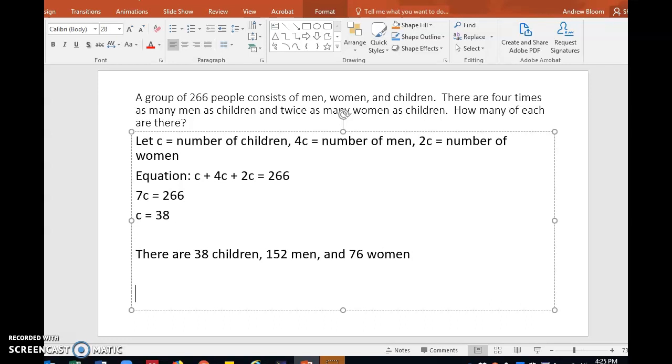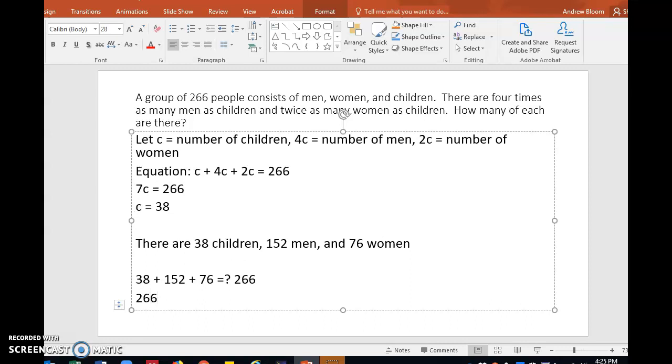And I can check that pretty quickly. I just need to see that 38 plus 152 plus 76 hopefully is equal to 266. And if I plug that into a calculator, I end up with 266 equals 266, and it checks.